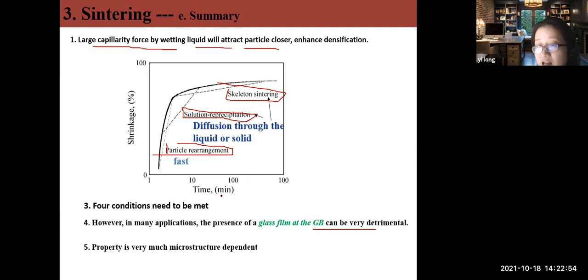And the last one: the properties are very much dependent on the microstructures. Which means you have to design a good process to get good control of your microstructures in order to get the properties you want. Okay, so that is all for this week.